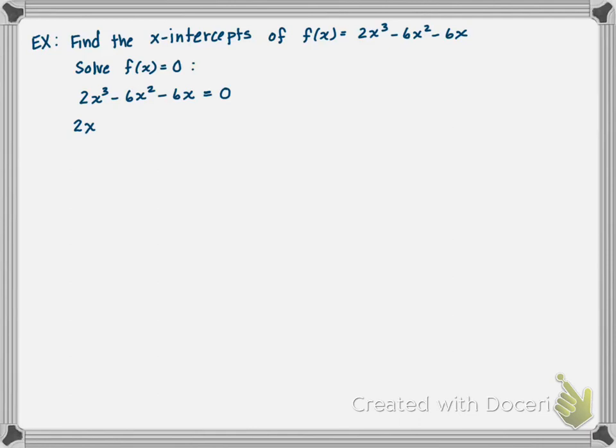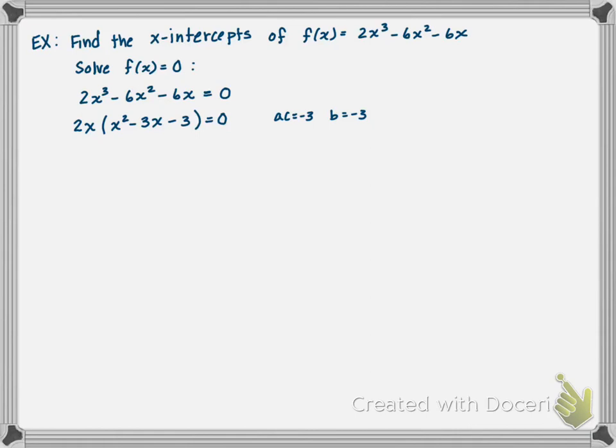So 2x times x squared minus 3x minus 3 equals 0. And then from there, I would be like, okay, now I want to factor x squared minus 3x minus 3. So I have an AC of negative 3, a B of negative 3. Does that factor? So I'll write it down. It's not really going to work, right?